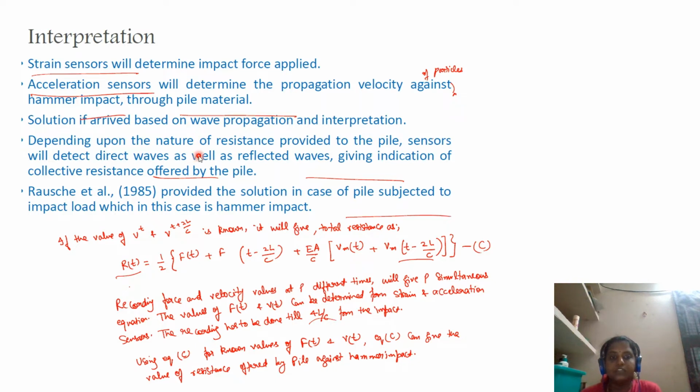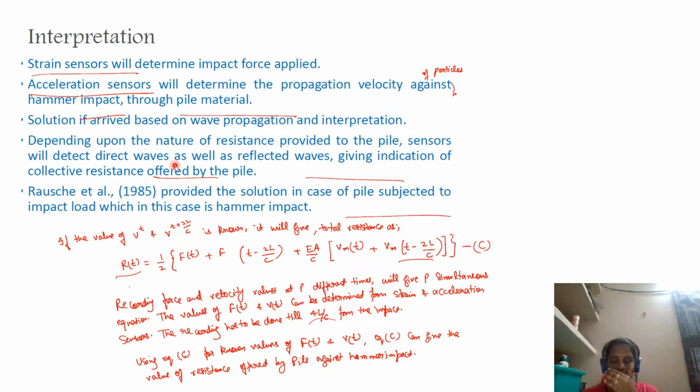Depending upon the nature of resistance provided to the pile, sensors will detect the direct waves as well as the reflected waves, giving the indication of the collective resistance. So once we hit, the force is going to be measured by the sensors, and the waves that are generated will be measured by the acceleration sensors. There will be both direct and reflected waves that will travel into the material of the pile. So that will be measured.